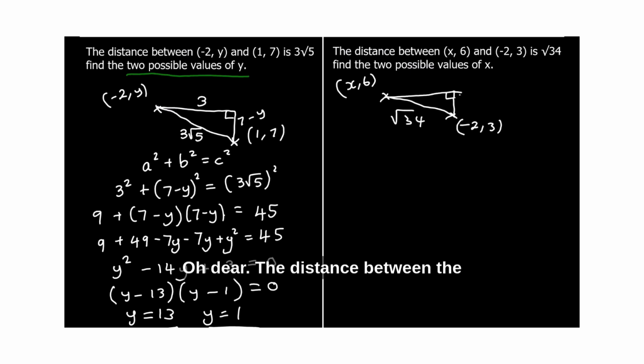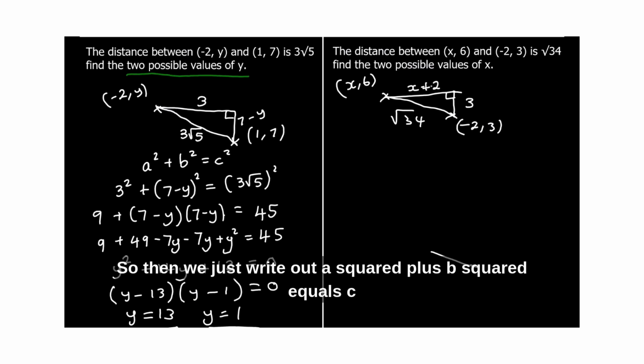The distance between the y's, 6 to 3, is 3. The distance between the x's, so just take them away. So either x take away negative 2, which is x plus 2, or negative 2 take away x. Either way around, I'll put x plus 2. That seems nicer.